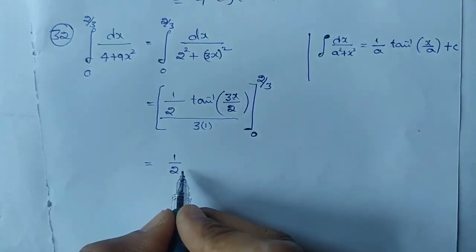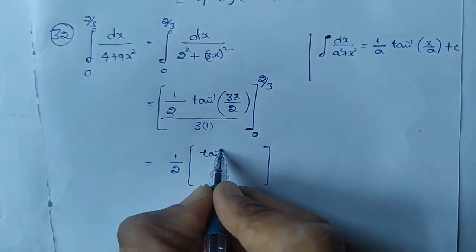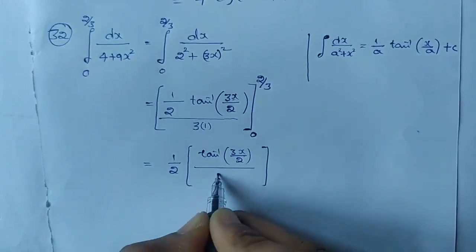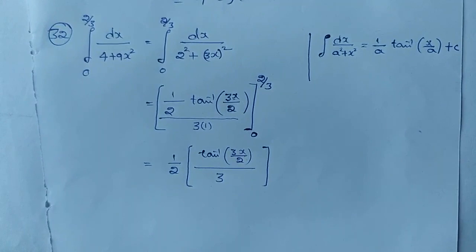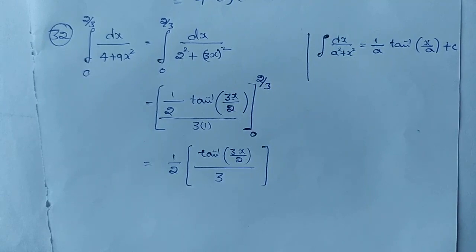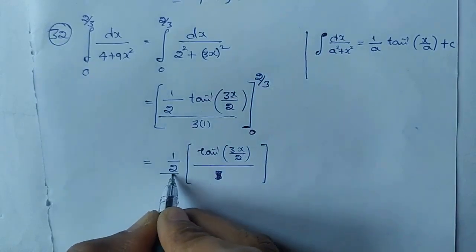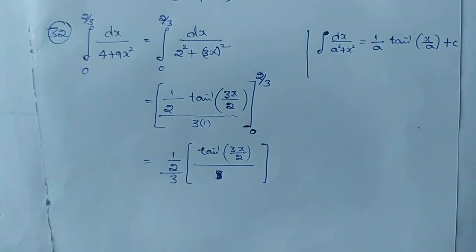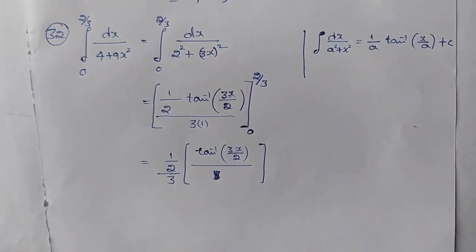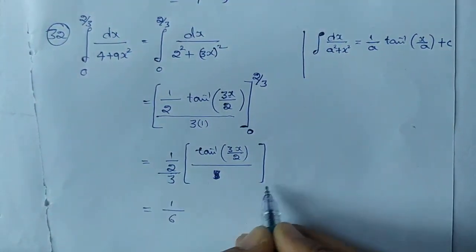So 1 by 2 into tan inverse of 3x by 2, whole divided by 3. This 3 is a constant, so let us take it outside. Now let us apply the limit for this question. 1 by, this will be 2 into 3 is 6, from 0 to 2 by 3.